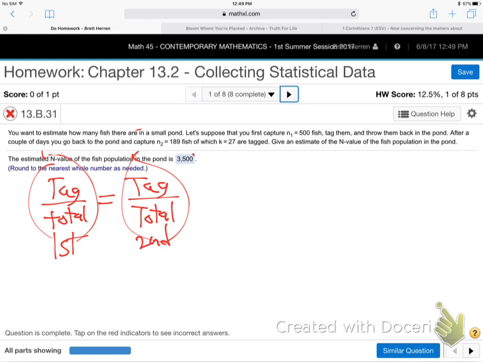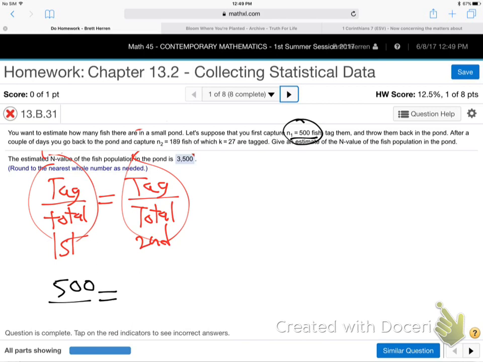Okay, so let's do this actual problem now. So here we go. You first capture 500 fish, tag them, put them back after a couple days. So 500 is the first catch, right? So that's the total fish in the first catch. Everybody seeing that? Oh, I'm sorry. No, that's the tagged ones, isn't it? That's the tagged fish. We tagged all those fish. That's tagged fish in the first catch.